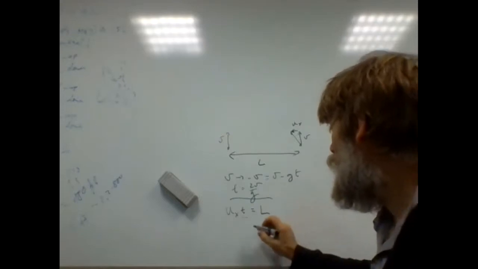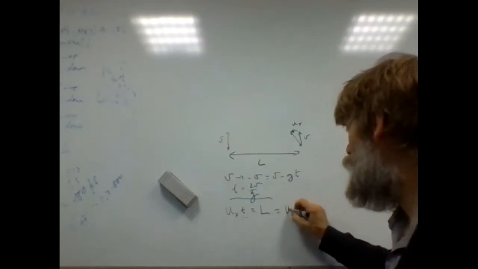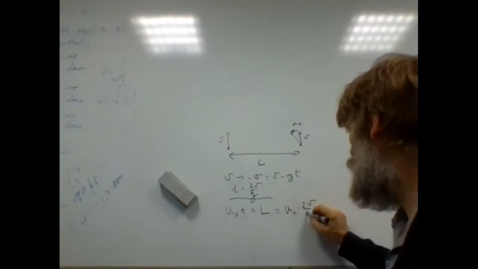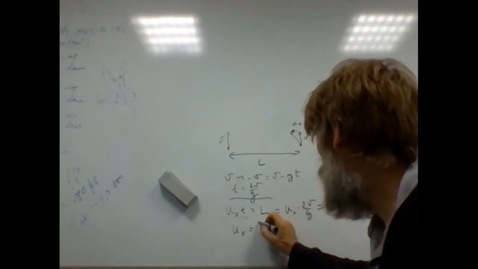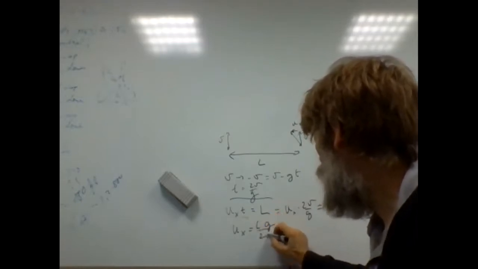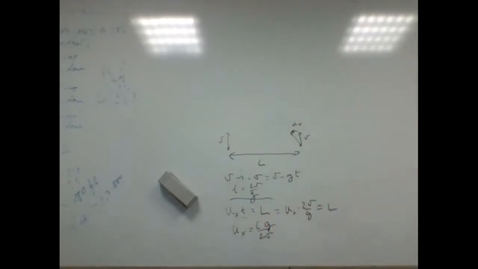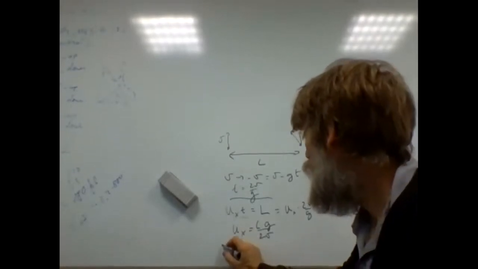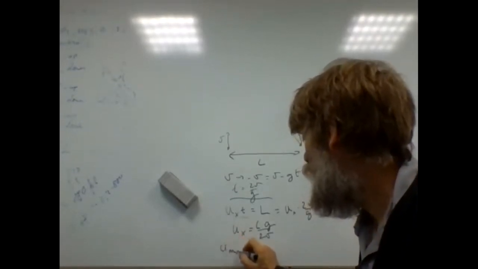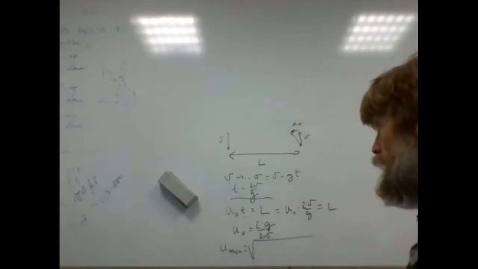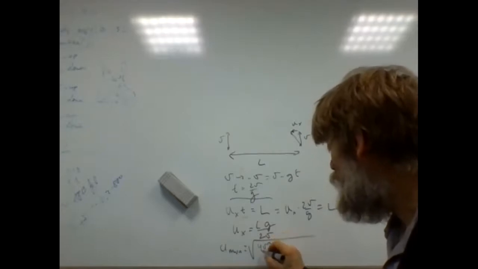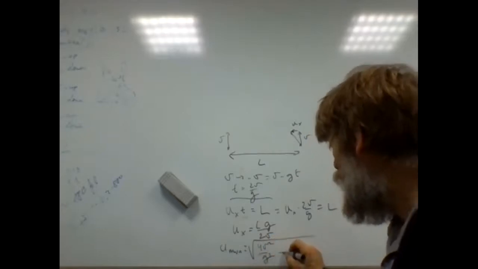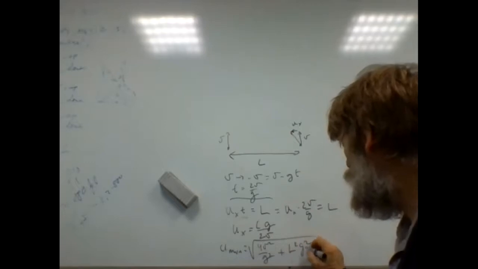So horizontal speed multiplied by time must be equal to the distance. From here we obtain UX times 2V divided by G equals L, from where the minimal value for UX is going to be LG divided by 2V. And so the minimal speed U minimal is the square root of the X component plus the Y component: 4V squared divided by G squared plus L squared G squared divided by 4V squared.